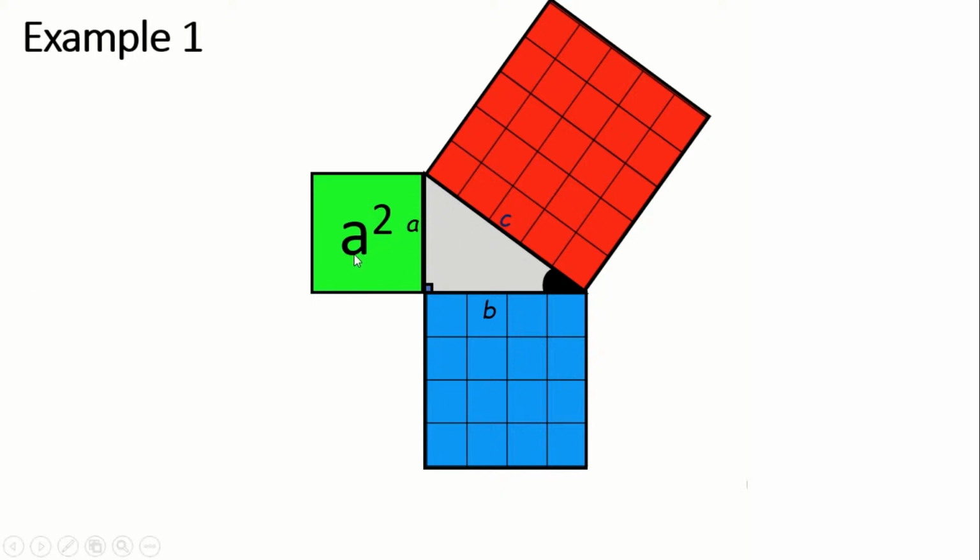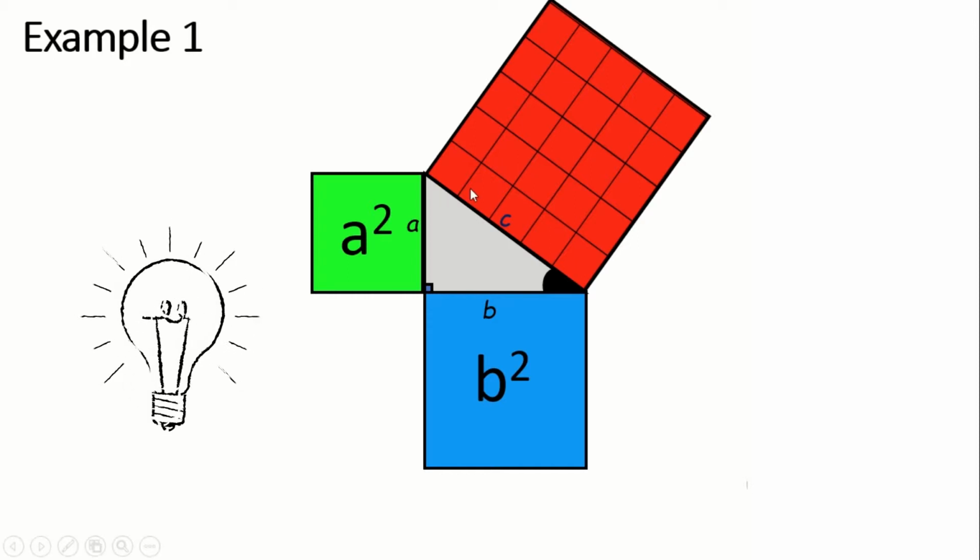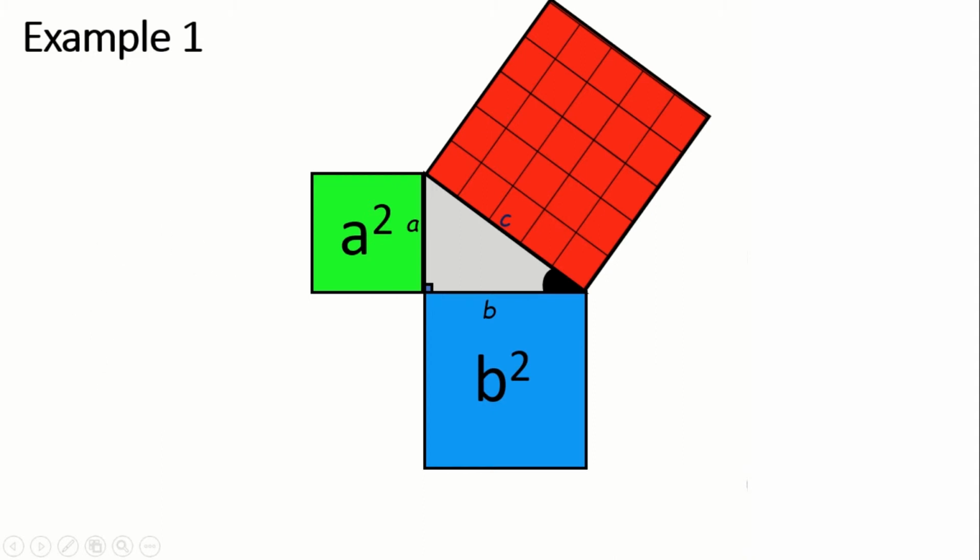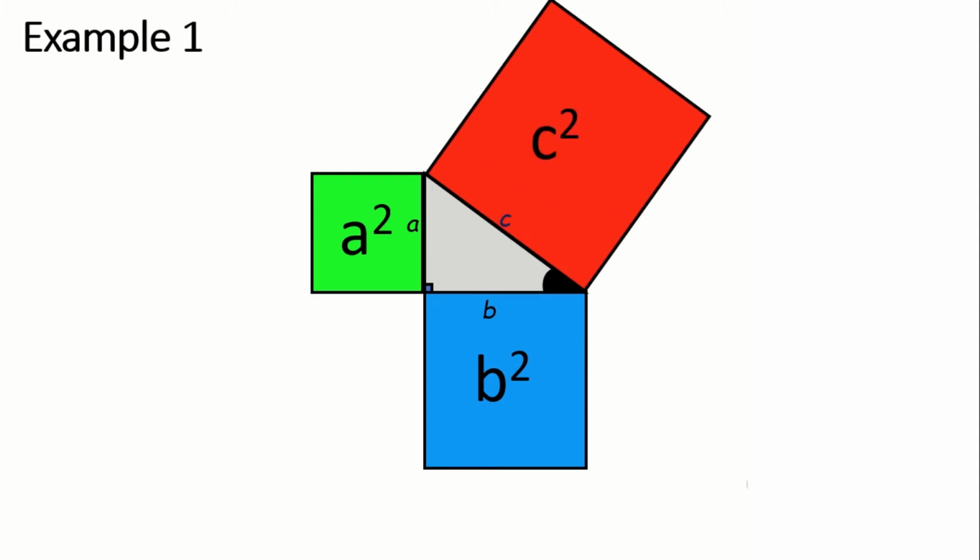Can someone else tell me what the area of this square is? Great, we're going to have b squared. And last but not least, can someone tell me what the area of the red square is? Perfect, we've got c squared. So Pythagoras' theorem is the following: a squared plus b squared is equal to c squared, where a and b are always the shortest sides and c is called the longest side. We call this the hypotenuse.